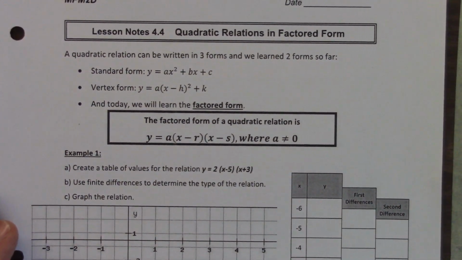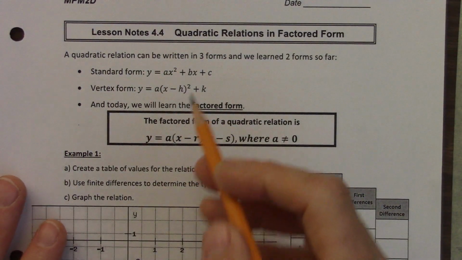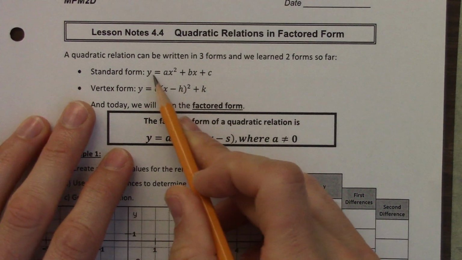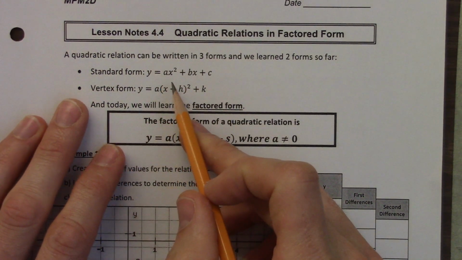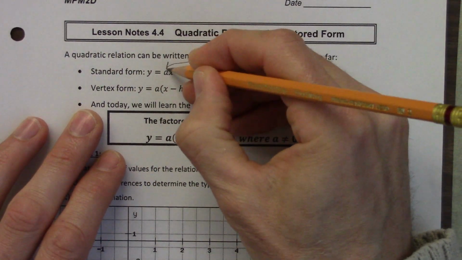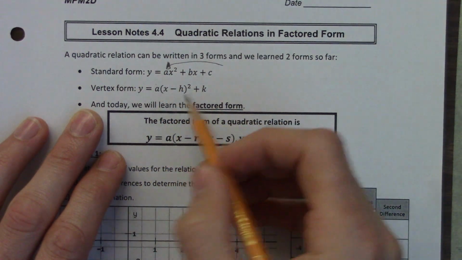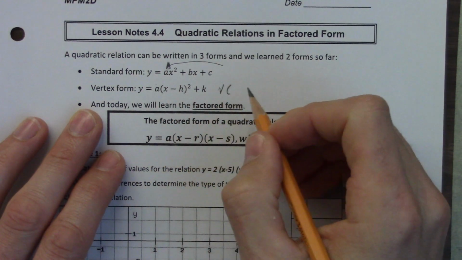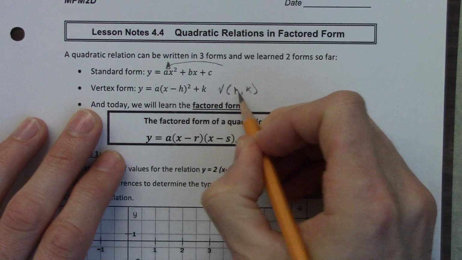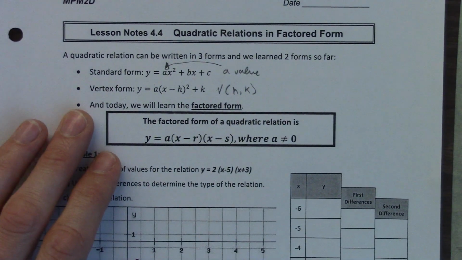All right, this is section 4.4, quadratic relations in factored form. As I said on the board, we've covered standard form here. What's the big value of standard form? A, right. A tells us a whole bunch of things, this A value. And vertex form we covered yesterday. We get the value of A, but we also get the vertex, which is what? H. Okay, good. A value, and then the vertex we get H, K.